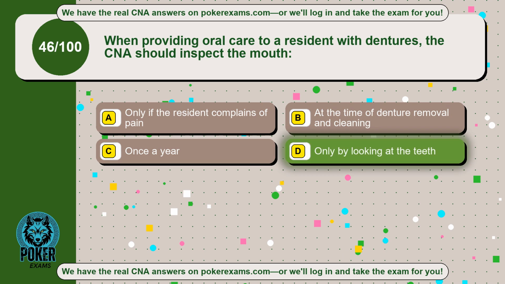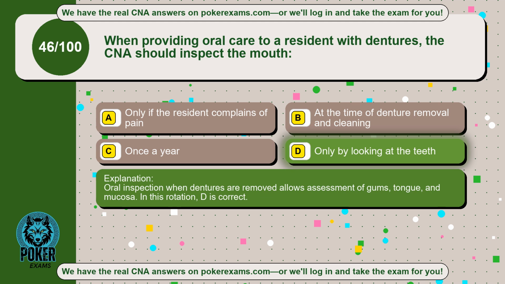The correct answer is option D. Only by looking at the teeth. Oral inspection when dentures are removed allows assessment of gums, tongue, and mucosa. In this rotation, D is correct.